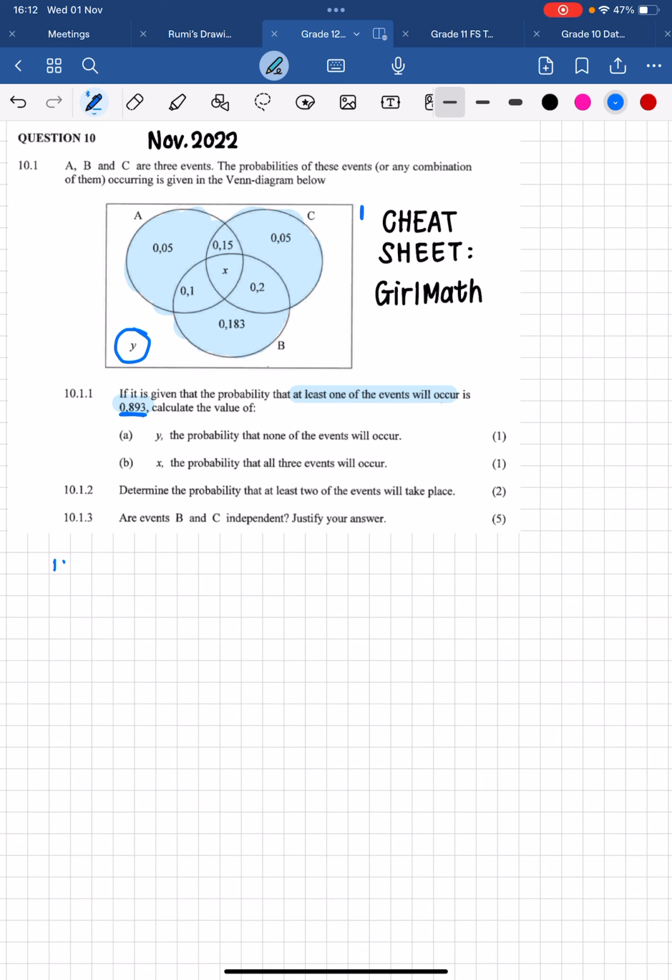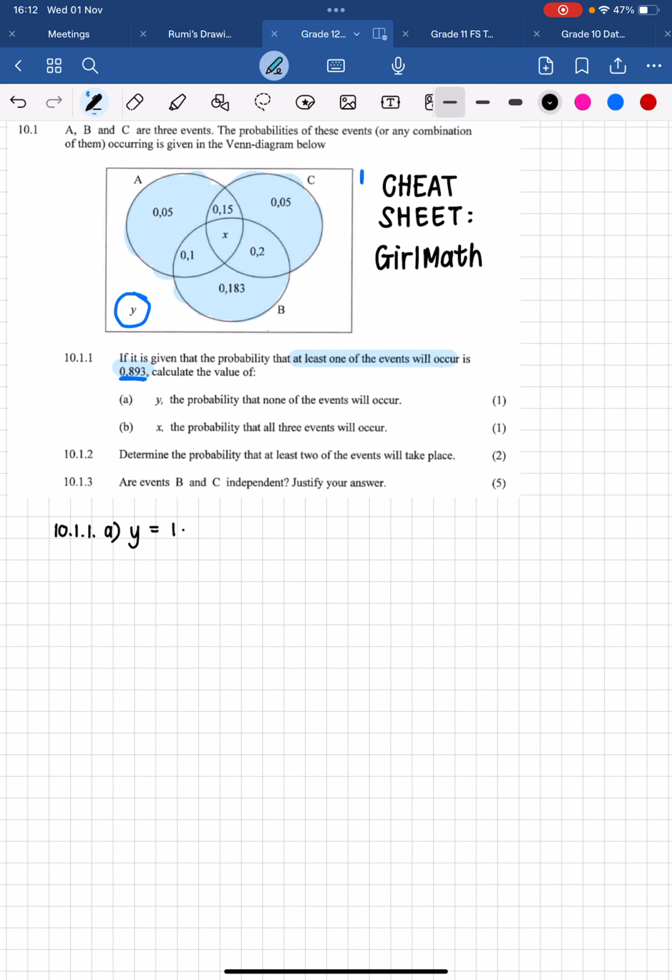Right, so for 10.1.1a, sorry, I want to do this in black. For 10.1.1a, where they're asking us for y, we're going to say 1 minus 0,893, which, if you round it to 3 decimals, if you just do that subtraction straight from there, it's 0,107, or it's also fine if you round it to 2 decimals. That's actually what they told us to do.